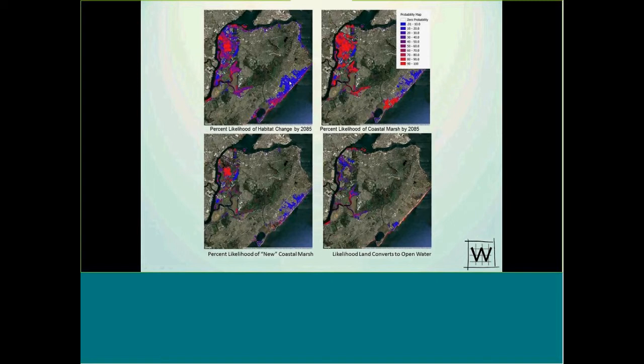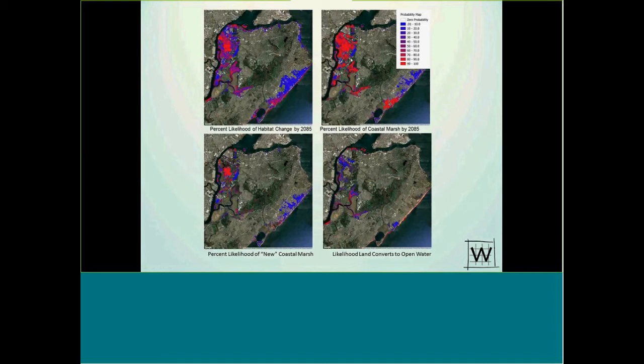This blue color means that there's a lower probability. So this area could have habitat change. There could be flooding in this area that would cause a change in habitat type, but it's a lower probability. It would be under the higher sea level rise scenarios, somewhere in the order of 10% chance.